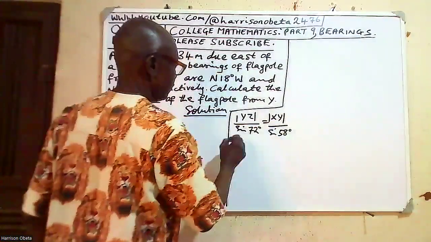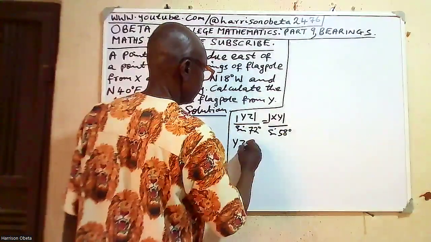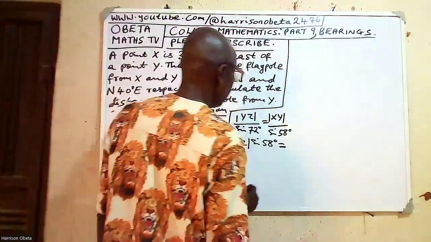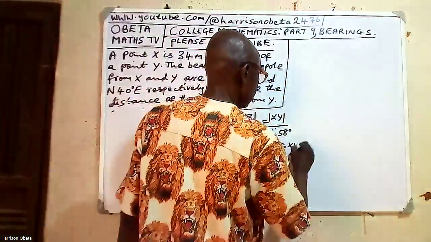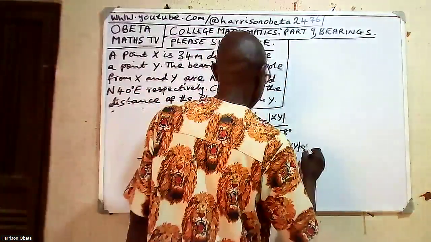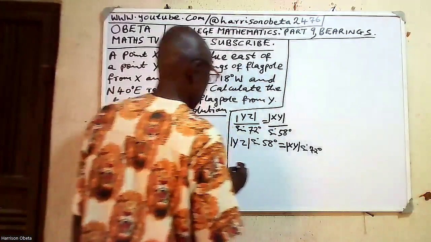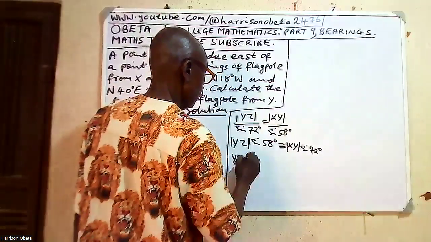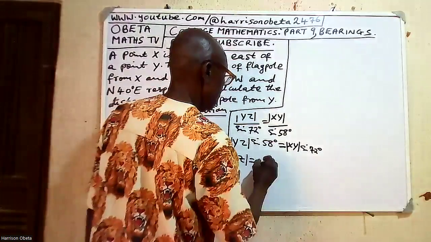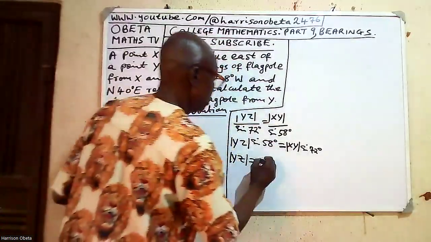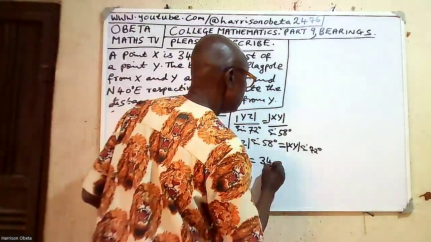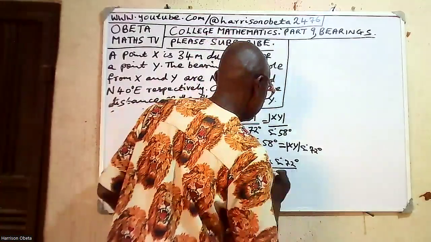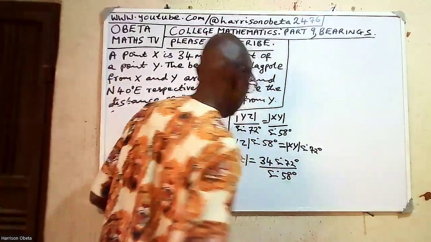So cross multiplying, we have YZ sine 58 degrees is the same thing as XY sine 72 degrees. And that means YZ alone will give us XY, which is 34, times sine 72, then all over sine 58 degrees.